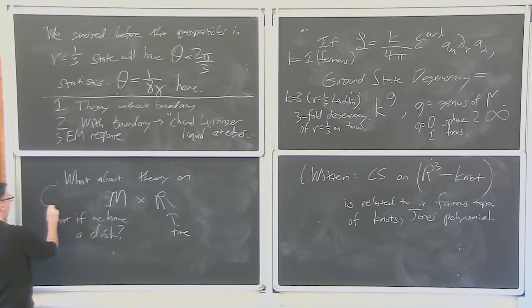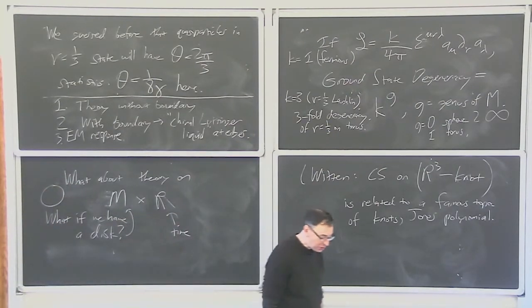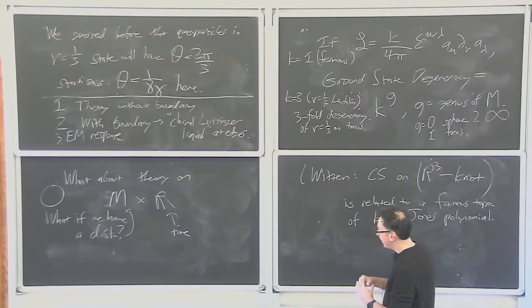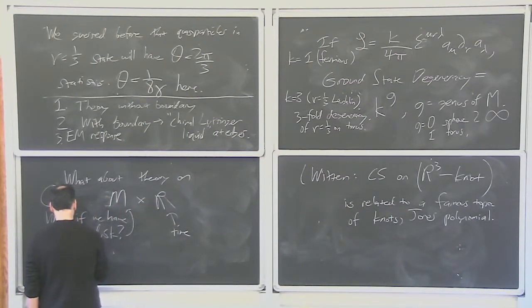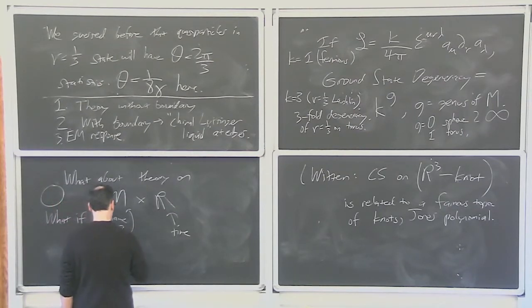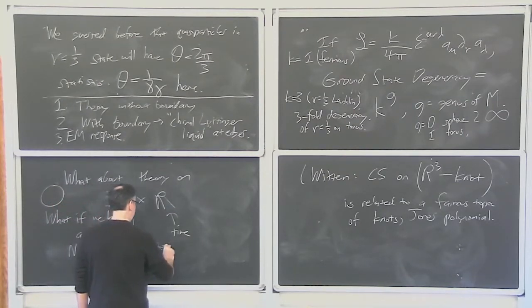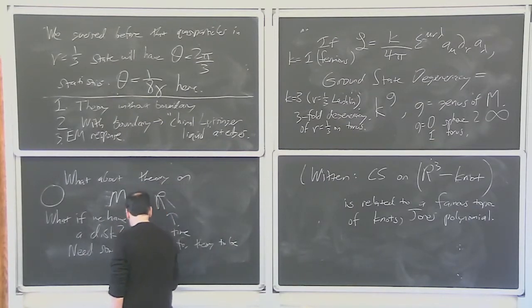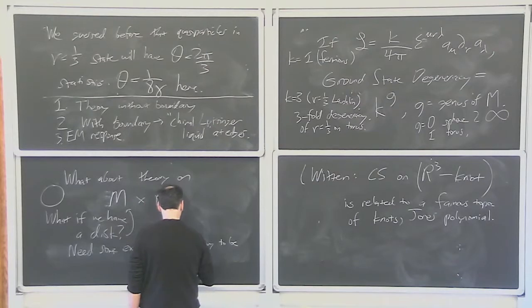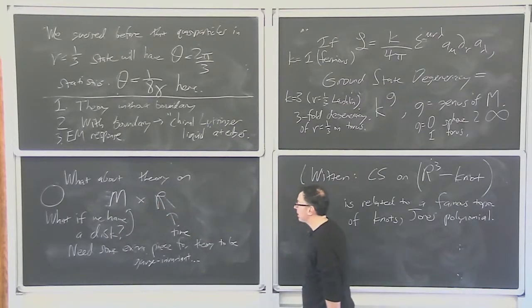Where disk means something like a finite circle for space. Time is still R. Well, from what I told you before, we could see from the gauge transformation that there is some extra bit of the theory. I need some extra piece for the theory to be gauge invariant. And what is that extra piece going to be?